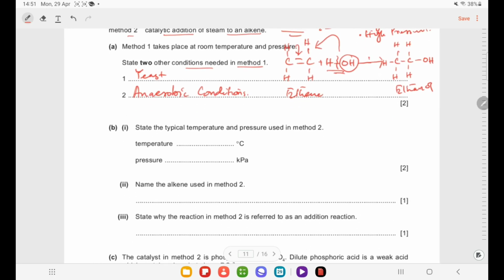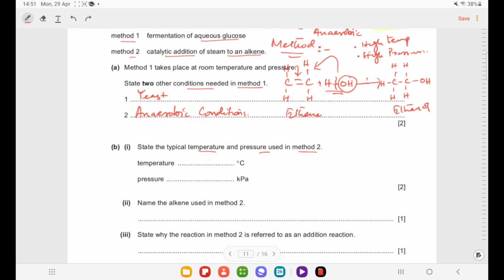Let's move to the B part. State the typical temperature and pressure used in method 2. As we have discussed just now, we need high temperature and high pressure. So the temperature is going to be around 300 centigrade and the pressure is going to be around 6000 kilopascals.